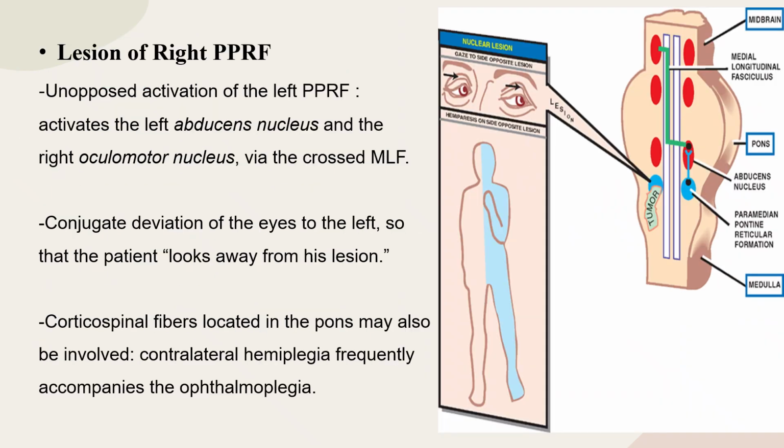If there is a lesion of the right PPRF, there will be unopposed activation of the left PPRF, and that leads to activation of the left abducens nucleus and the right oculomotor nucleus via the MLF. So there will be conjugate deviation of the eyes to the left, and the patient looks away from his lesion. So in a lesion of the right PPRF or the abducens nucleus, the same horizontal gaze palsy will be seen.